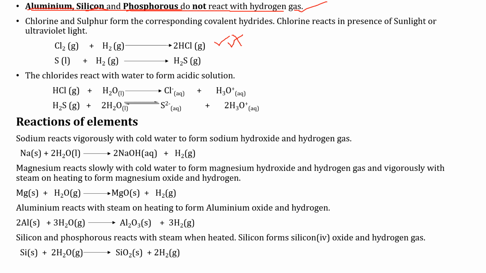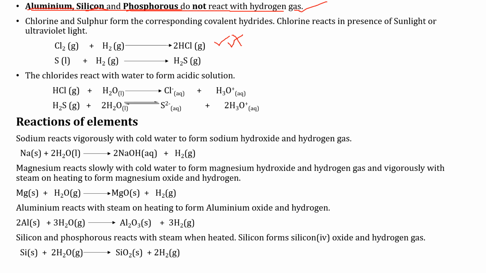And then you are saying that chlorine and sulfur are going to react with hydrogen. Chlorine reacts in presence of sunlight or ultraviolet light. Now note that in A-level chemistry, especially in organic chemistry, you cannot tell us that things are going to react without telling us the conditions that are required.